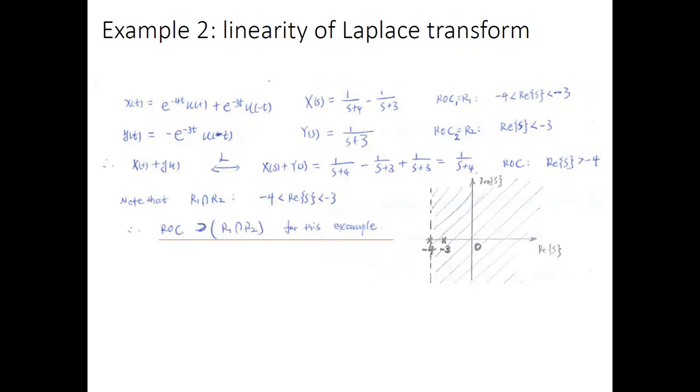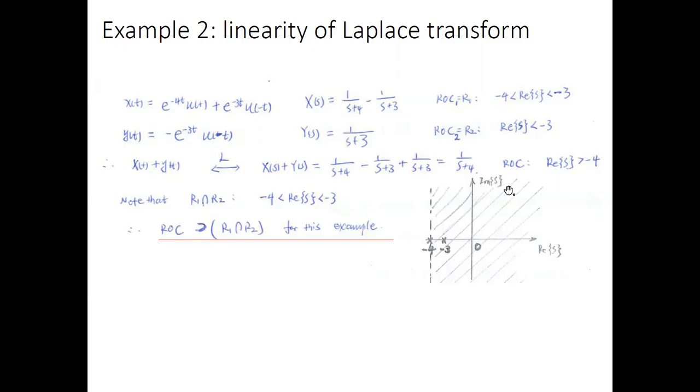And the region of convergence is actually real part larger than minus 4. Why? Because if you look at small x plus small y, the second term cancels. What is left is the first term, which is a right-sided signal. That's why the region of convergence is to the right of minus 4.